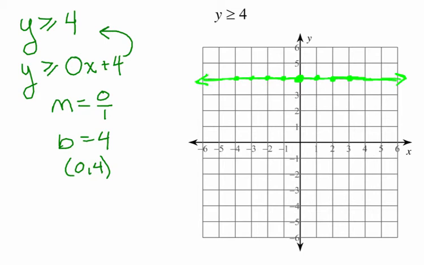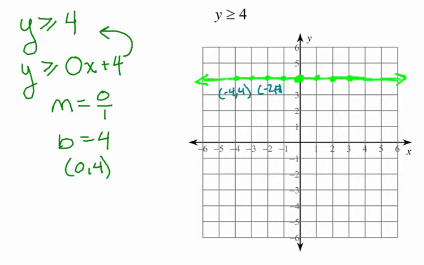Okay, it doesn't matter what x is. X can be negative 4, so we have (negative 4, 4) as a point. It could be (negative 2, 4). We could have (3, 4). We could have (10 billion, 4), right? And that's not where 10 billion is. But any x value, it doesn't matter. Y doesn't care what the x value is in this case because y doesn't depend on x. Y just needs to be greater than or equal to 4.